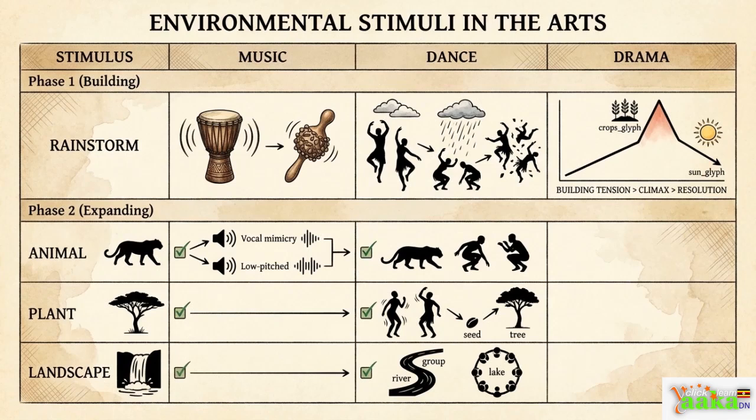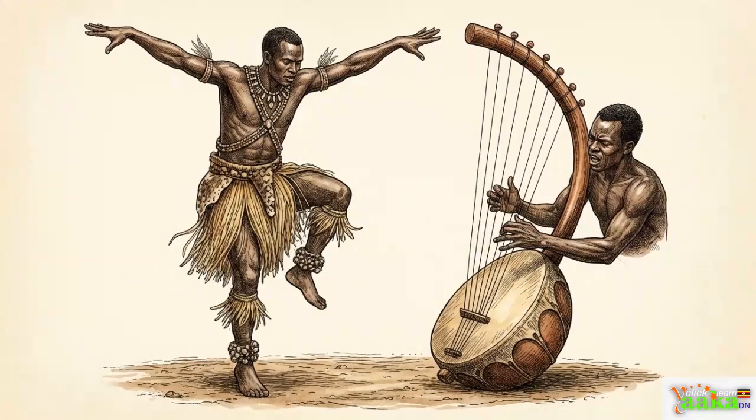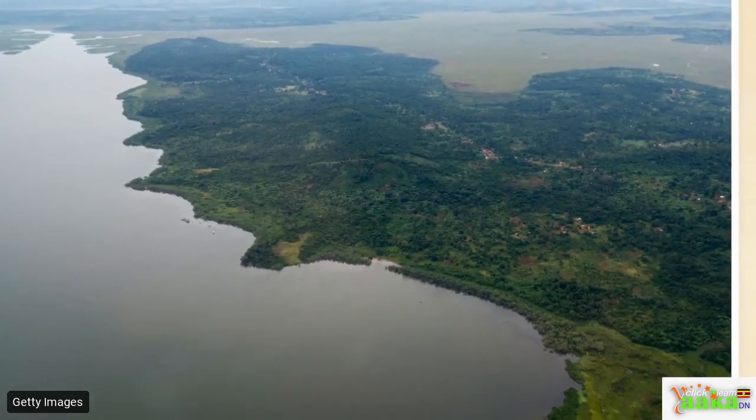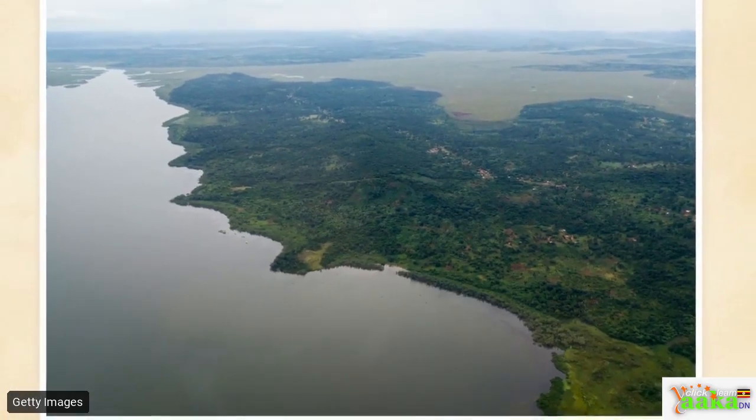This table organizes these translations side by side. It allows an artist to categorize any natural stimulus and decide exactly how it should be represented through sound, space, and story. By analyzing the environment this way, artists can ensure that every sound and movement they make on stage is rooted in the natural world that defines Ugandan culture.